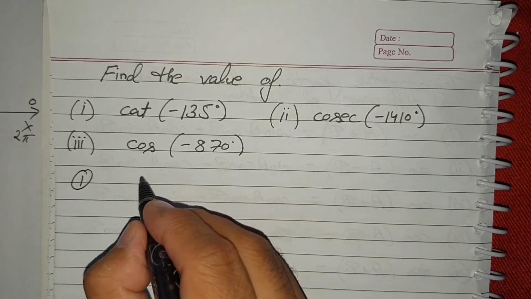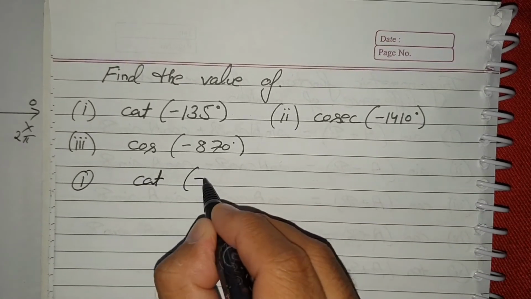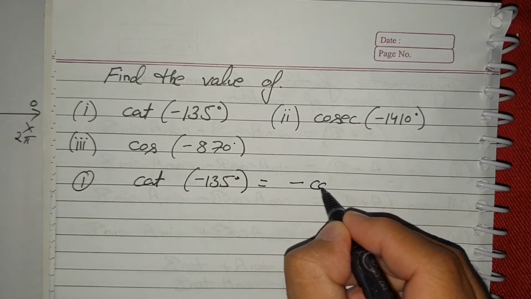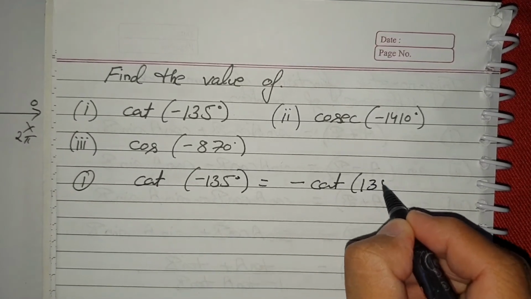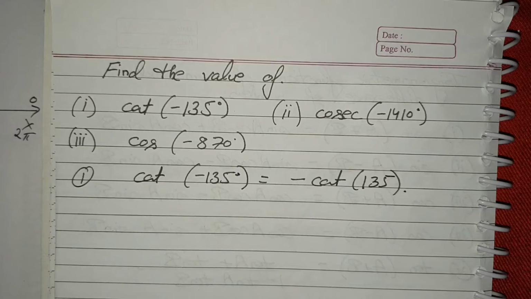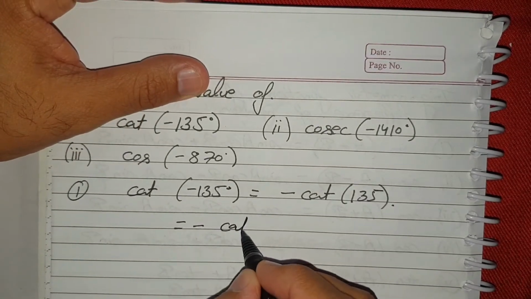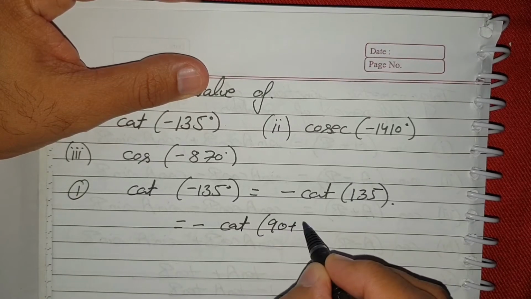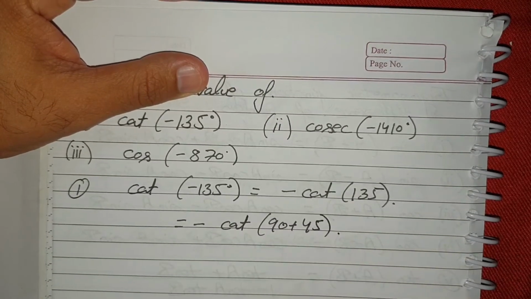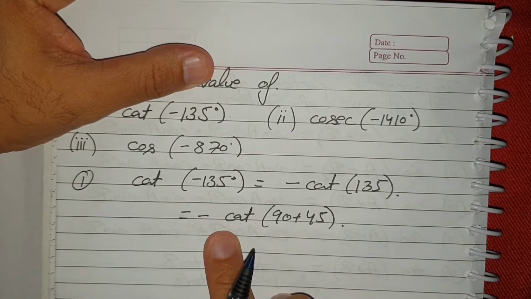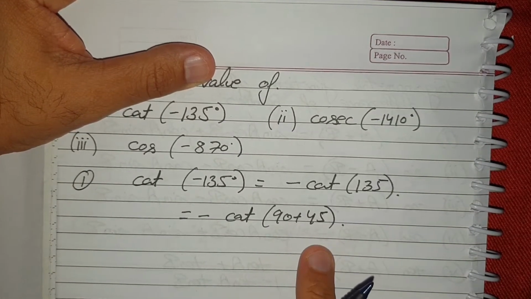The first is cot minus 135 degree. We can take minus sign common, minus cot 135. Now cot 135 can be written as 90 plus 45. So we write this as minus cot 90 plus 45. Now see, this 90 is basically pi by 2, so cot will change to tan.